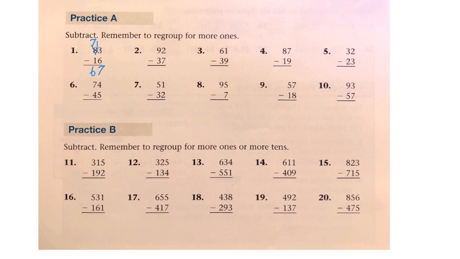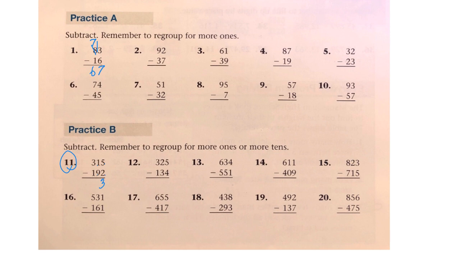Let's look at practice B. Number 11. Subtract. Remember to regroup for more 1s or more 10s. 5, take away 2. We can do that. There's 3 left. 1, take away 9. Oh, I can't take 9 from 1, so I need more in the 10s column.